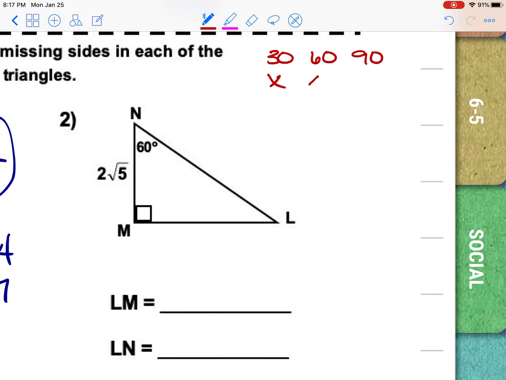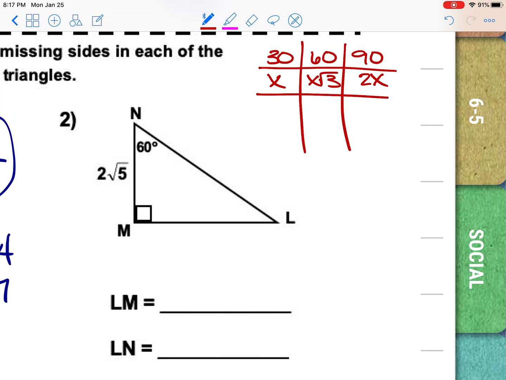Labels x squared of 3, and 2x. All right, we were given 2 square root of 5 across from this angle, and that one's missing, so we know it has to be the 30. So we're going to put that in place here. Now this one doesn't look as easy as the other one, so we're still going to substitute it in. We'll talk about how to do that.